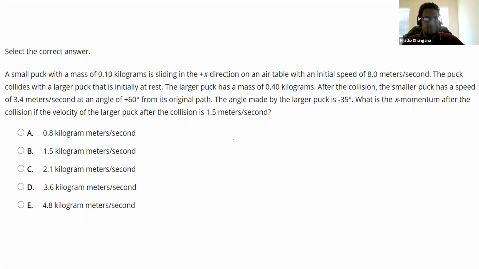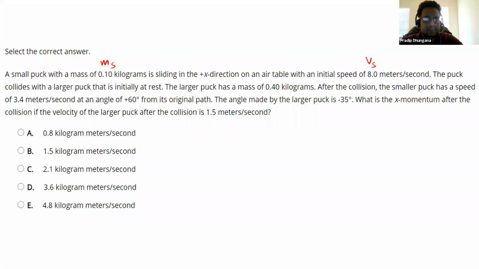This question is long, but we only need a few pieces of information to solve this problem. Okay, let me read this question. A small puck with a mass of 0.10 kilogram. Small puck, I'll write mass m_s, sliding in the positive x direction on an air table with an initial speed of 8.0 meters per second.